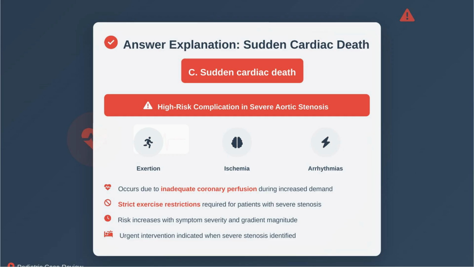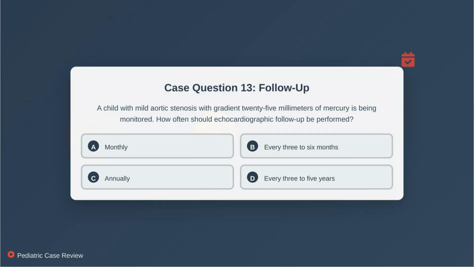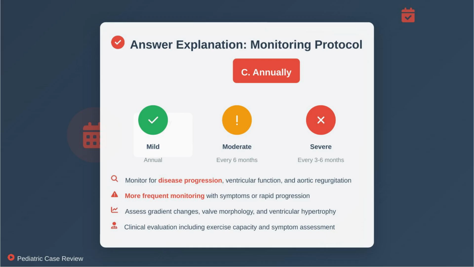A child with mild aortic stenosis with gradient 25 millimeters of mercury is being monitored. How often should echocardiographic follow-up be performed? A. Monthly. B. Every 3 to 6 months. C. Annually. D. Every 3 to 5 years. The correct answer is C.